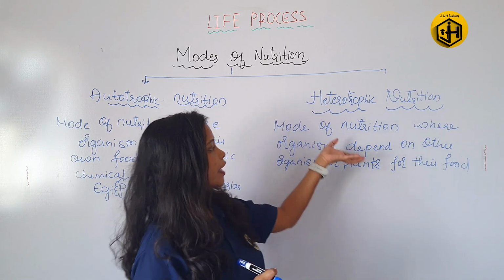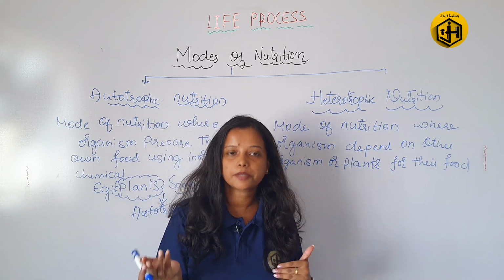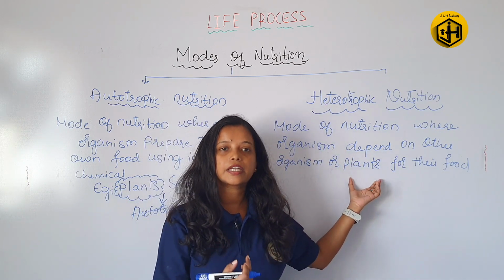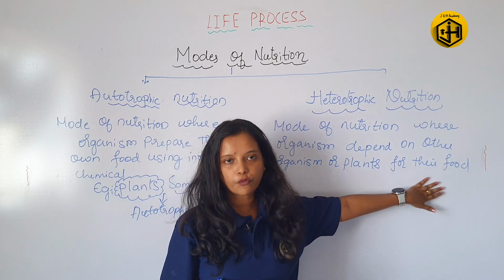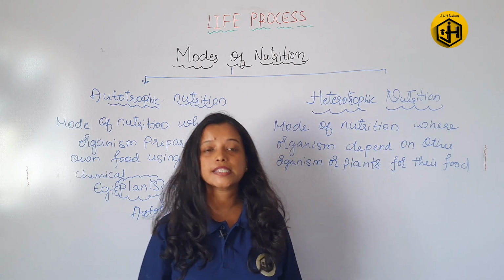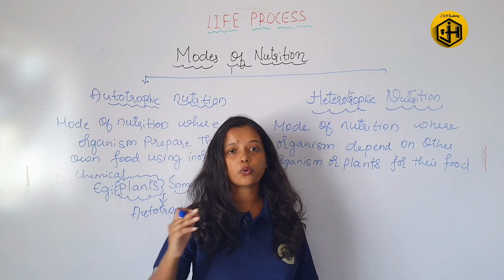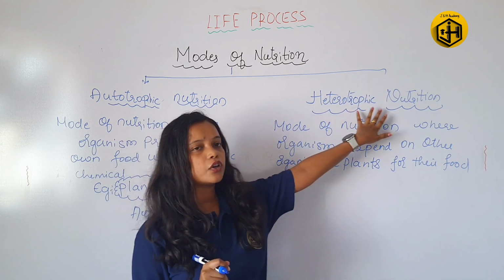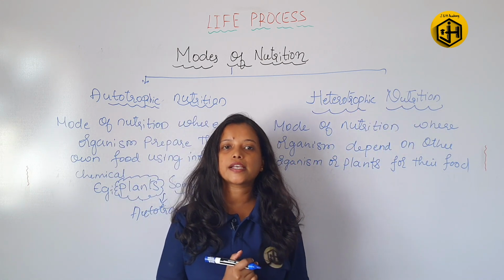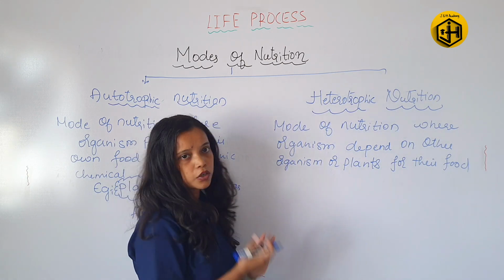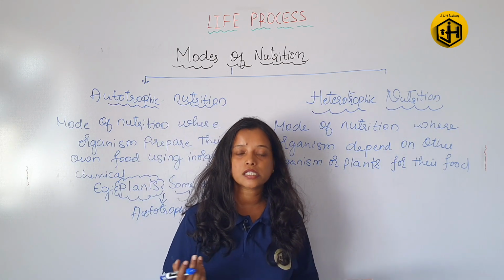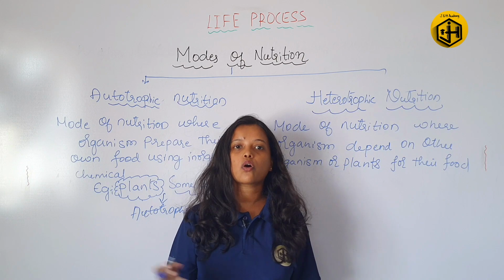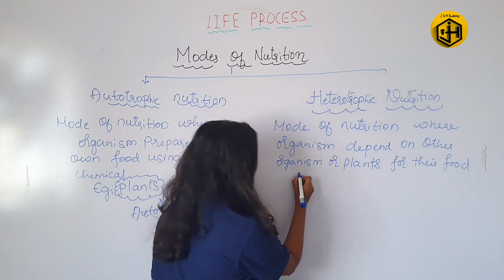Means here the organism will depend on other organisms. It may depend on other organisms, or they will depend on plants directly or indirectly for their food. So such mode of nutrition is called heterotrophic nutrition. Okay, so the organisms which show heterotrophic nutrition are called heterotrophs. Heterotrophic nutrition is followed by all the animals, even humans follow heterotrophic nutrition. So all of them are called heterotrophs.